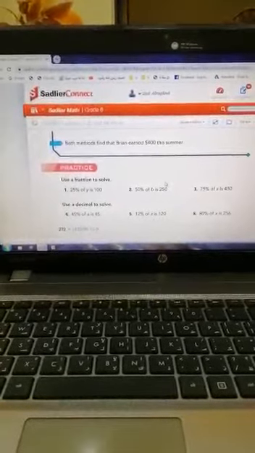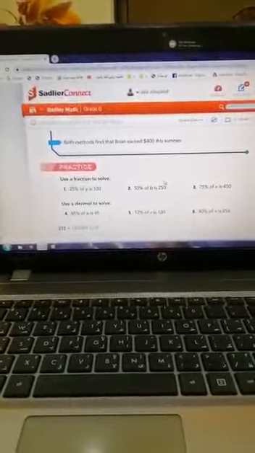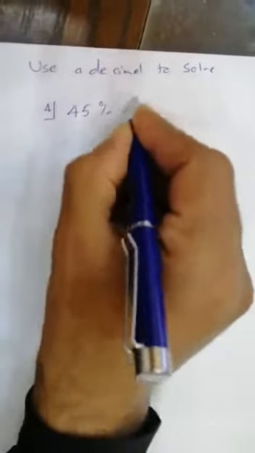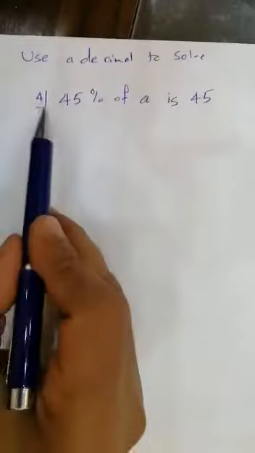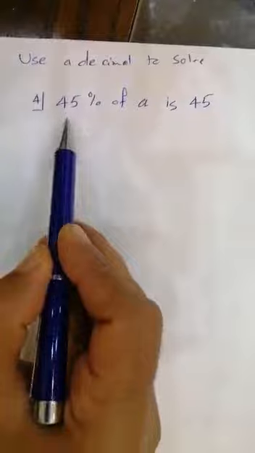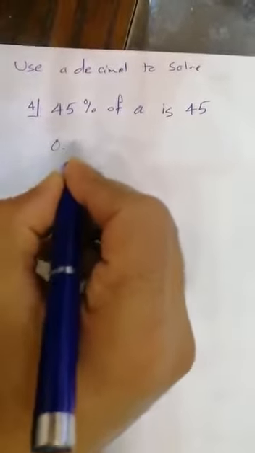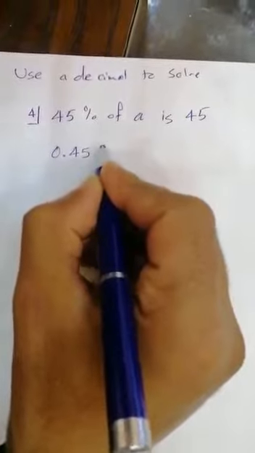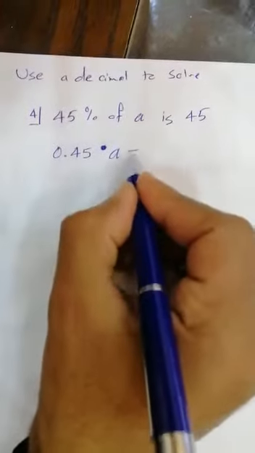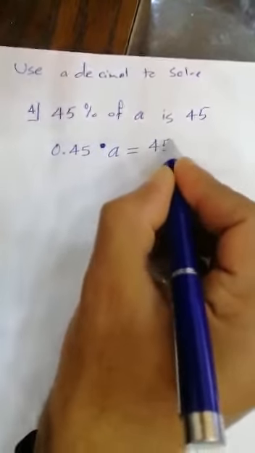45% of A is 45. It asks me to use a decimal. Then we want to write the percent here as a decimal. It equals 0.45 multiplied by A equals 45.